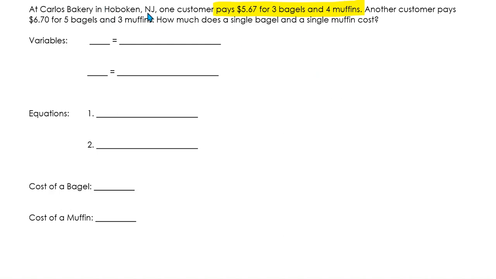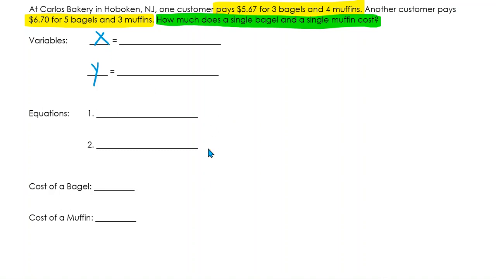That's going to be one equation that we use because all of that information goes together. Next, we have $6.70 for 5 bagels and 3 muffins. That's going to be our second equation. And then our question here, how much does a single bagel and a single muffin cost? So that's going to drive my variables. Again, I'm going to use x and y, but you can use whichever variables you want.